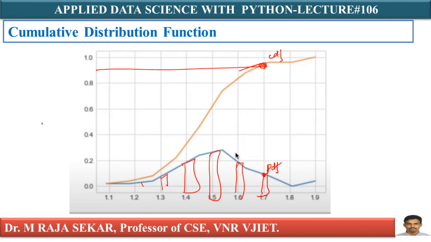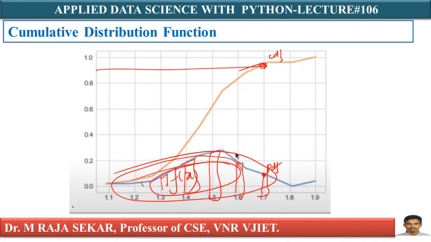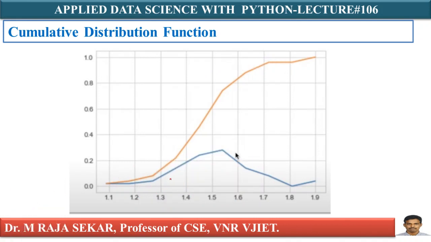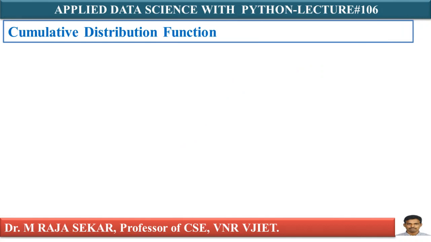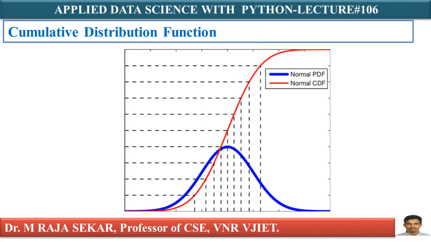Otherwise, if it is a continuous random variable, I must integrate. This is f of x, the probability density function. If I integrate, I will get the total area, and that is this corresponding point. Just try to visualize the relation between PDF and CDF. Because as I told you, CDF is very useful in constructing normal distribution tables, Z tables, even for solving many data science problems. I will solve a few important data science problems in future classes so that you can understand.